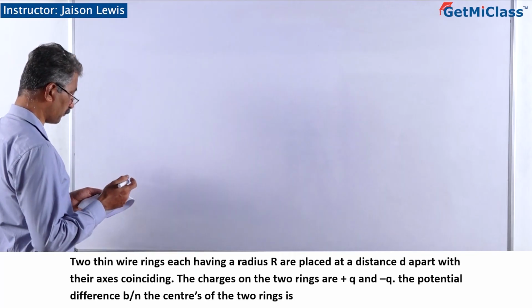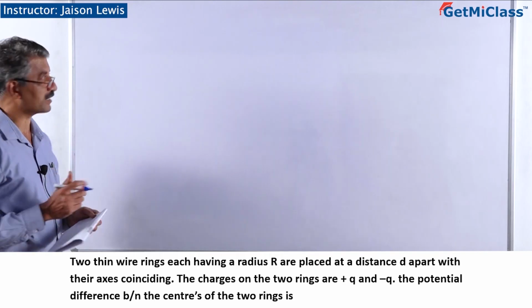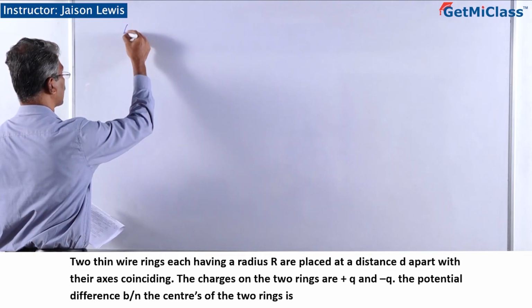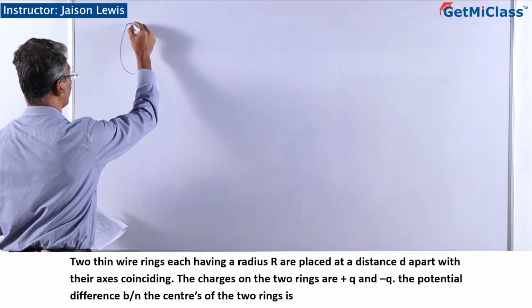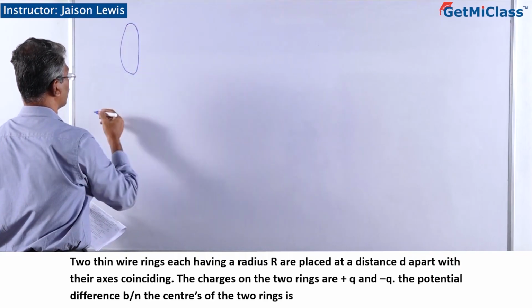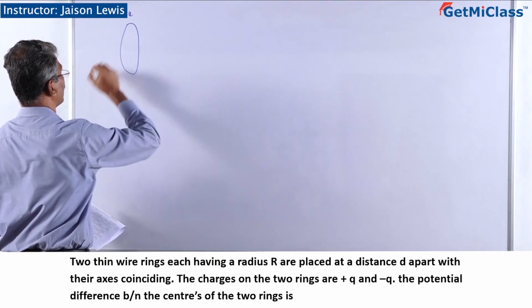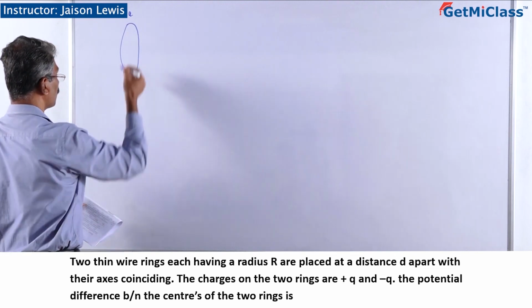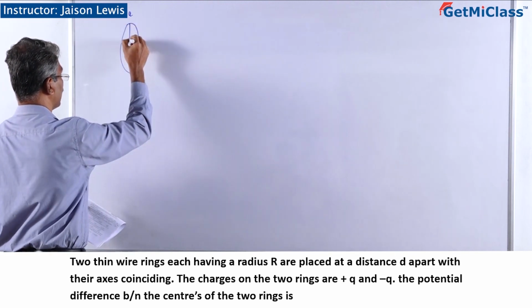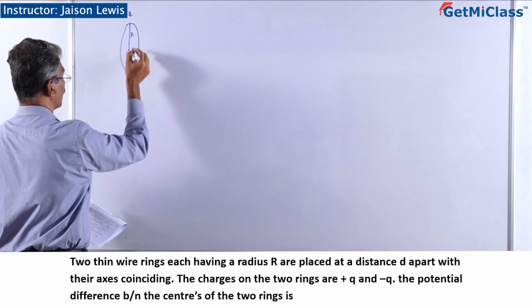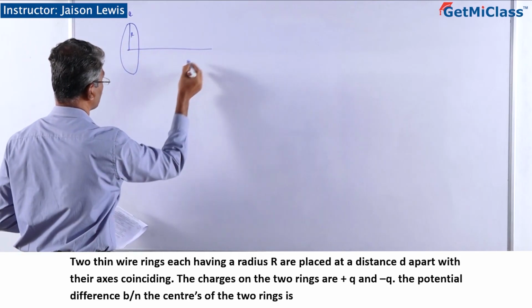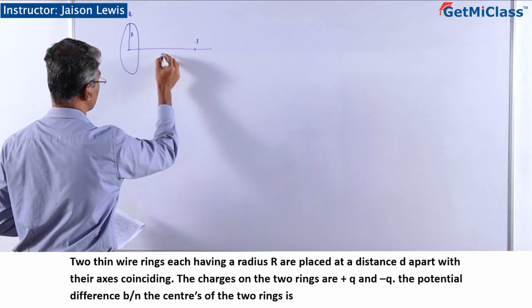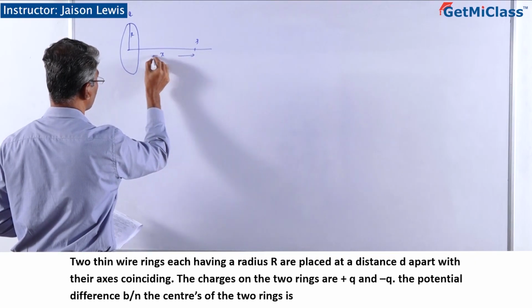The question asks for the potential difference between the centers of the two rings. So before going to the problem, we'll see the ring. We have a ring. I'll keep the ring such that its plane is perpendicular to this board. It is having some charge, let the charge be q, uniformly distributed. Let the radius be r. Along the axis, we'll consider one point P, say at a distance x, where we need to find the potential.